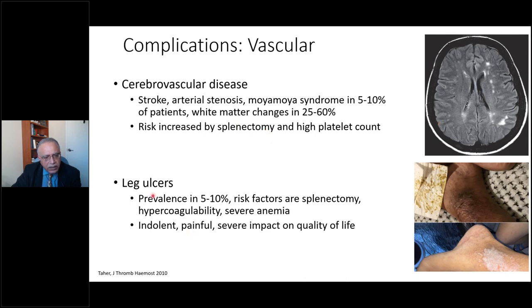The second is leg ulcers, shown here in a patient who had indolent chronic leg ulcers in severe beta thalassemia intermedia, and the response to just 3 to 4 months of regular transfusions. If these are not treated, they can have a very severe impact on the quality of life of the patients.